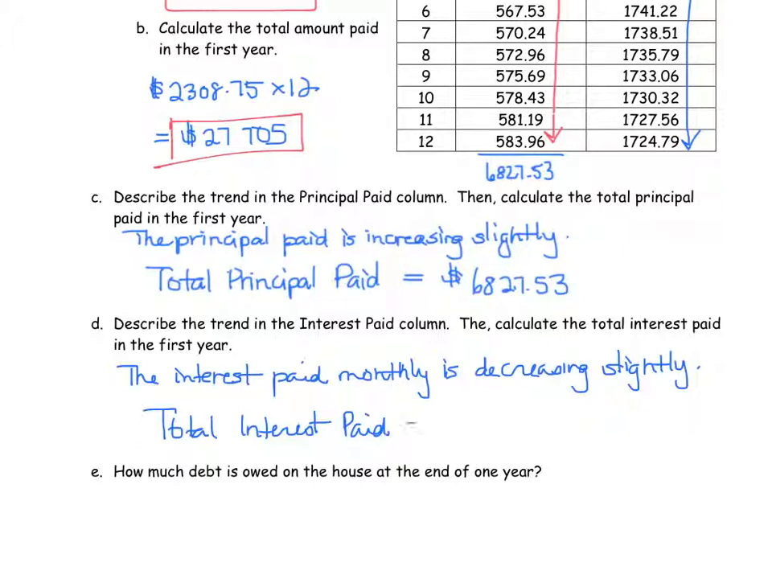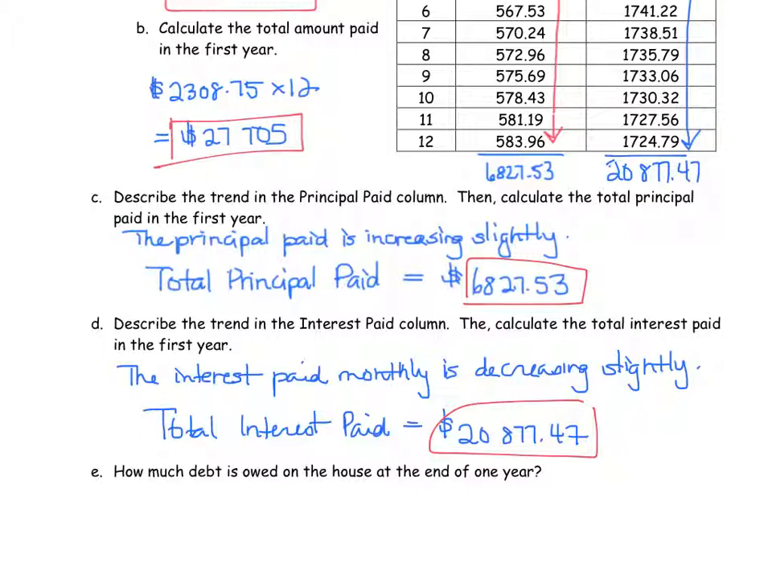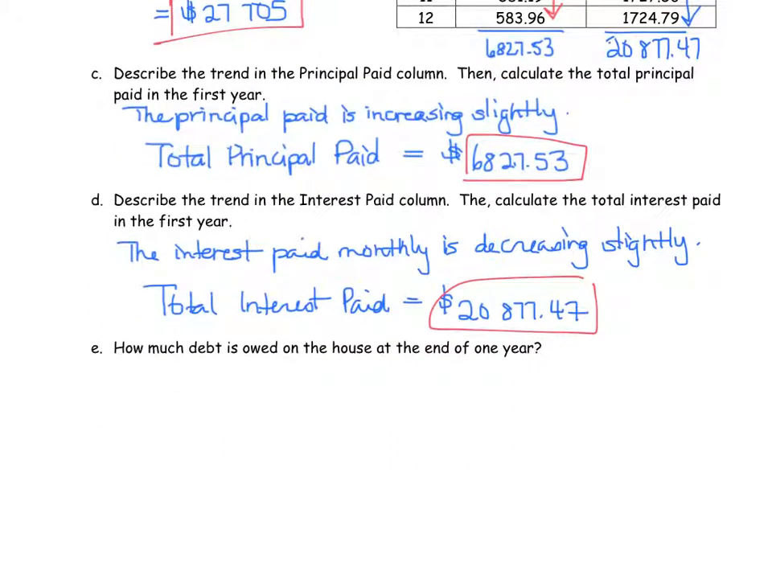And to find the total interest paid, we would add up the numbers in that column. And I believe the total is $20,877.47. Once again, you can see the drastic difference between the principal paid in the first year and the interest paid in the first year. Once again, most of it is going towards interest.